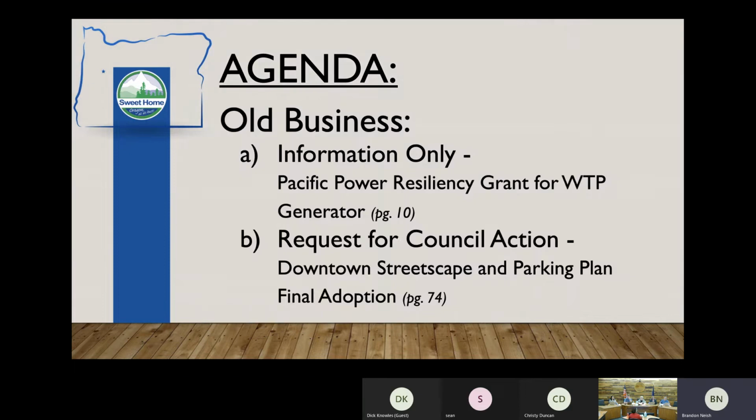Good evening. This is information only. We're not requesting any action tonight. We're here to give you a status update on the Pacific Power application for the generator at the water treatment plant. At our last presentation on January 25th, we presented that Pacific Power had a resiliency grant. Our understanding is they have a $1.6 million funding bucket that they're interested in helping communities become more resilient with backup power.